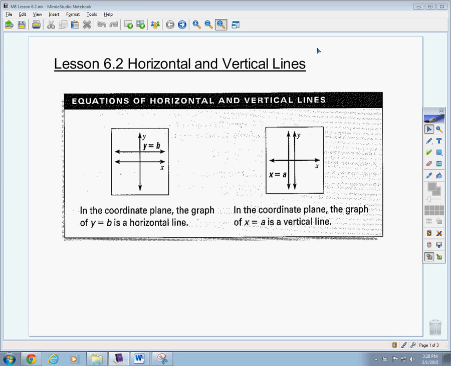Remember, we talked about functions in our last lesson, and we said a relation is a function if every input has exactly one output. Okay, so plug that in the back of your mind, and we're going to come back to that. But let's first talk about the equations for horizontal and vertical lines. The first one here says, in the coordinate plane, the graph of y equals b is a horizontal line.